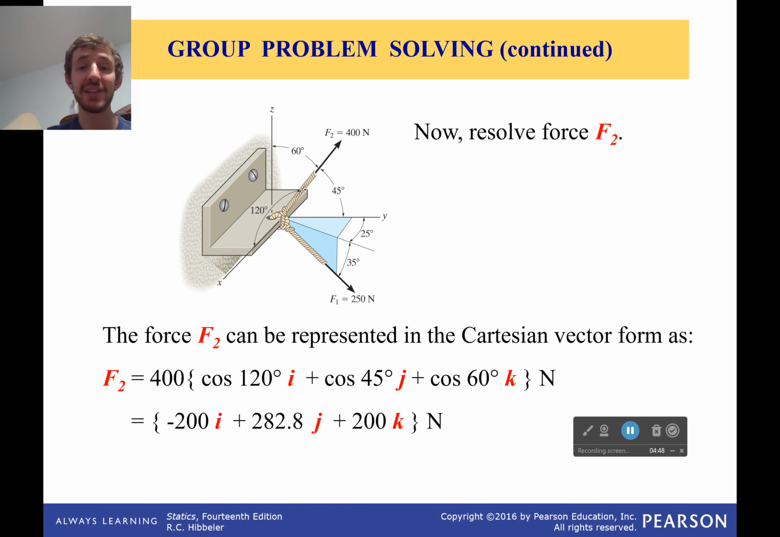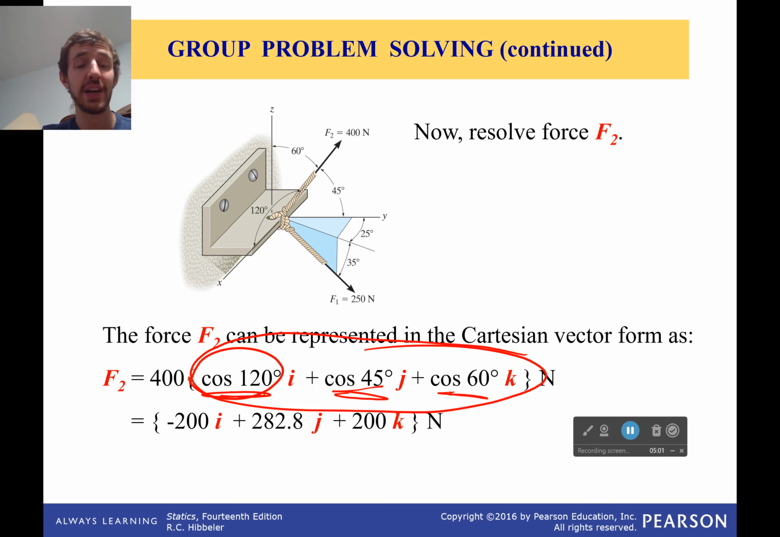Because in the end, you just put cosine of 120, cosine of 45, and cosine of 60. So it's actually really super easy because you know the angles. This is the unit vector right here. This whole thing right here, that's the unit vector. And so you just multiply the unit vector by the magnitude, which is 400 newtons, and you have your answer. It works out really nicely.